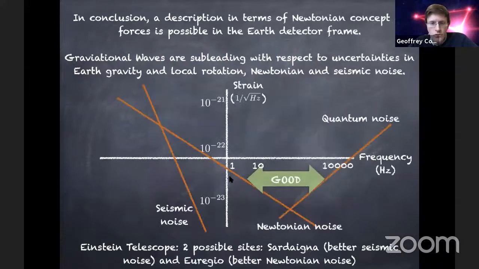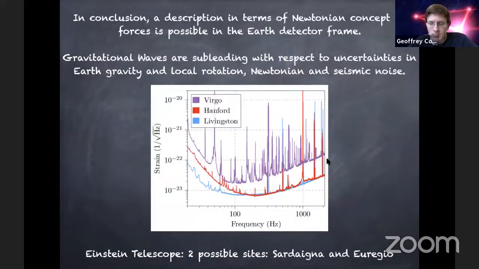So that was a cartoon plot. Here is the real design, the frequency band, the detector frequencies of LIGO and Virgo. Virgo has a bit lower sensitivity, because the arm lengths are only 3 kilometers, while for LIGO it's 4 kilometers. That's the main difference. And you see that the range is between 10 hertz and 10 to the power 5 hertz.